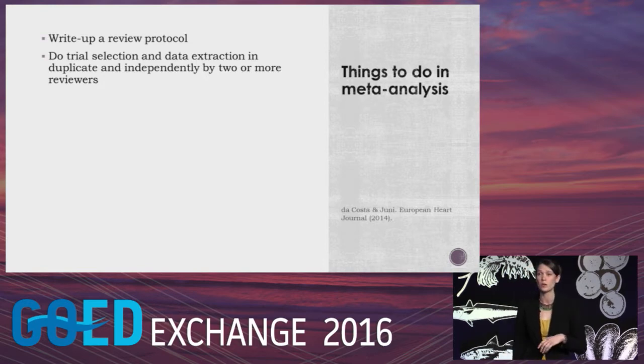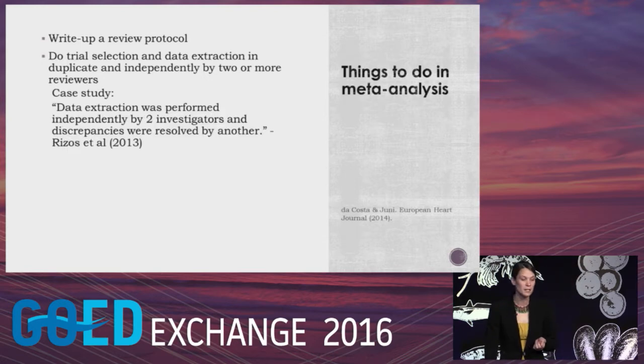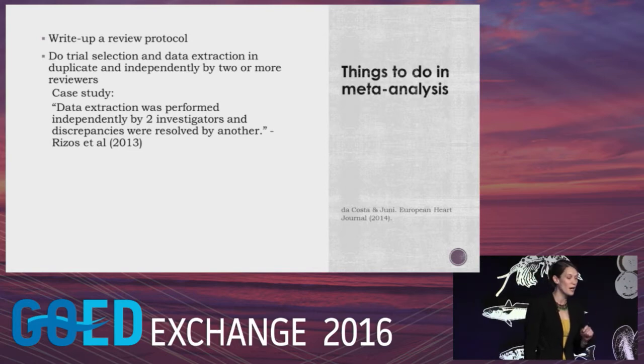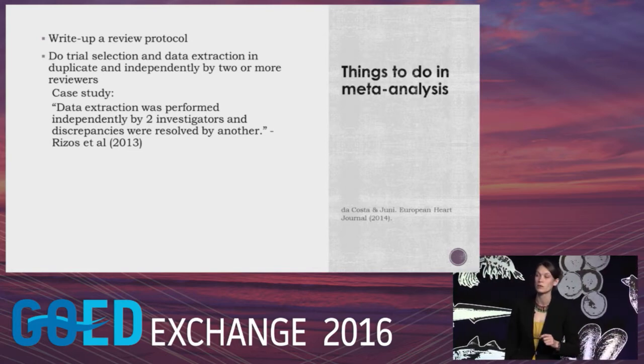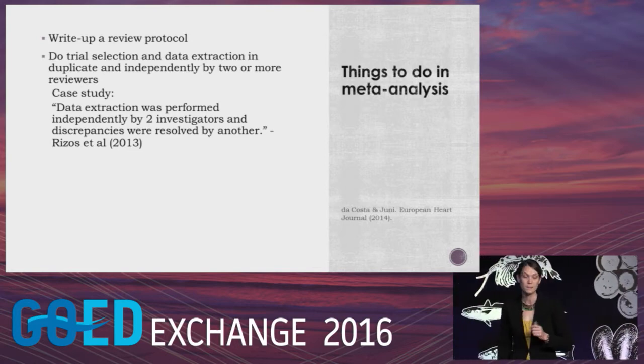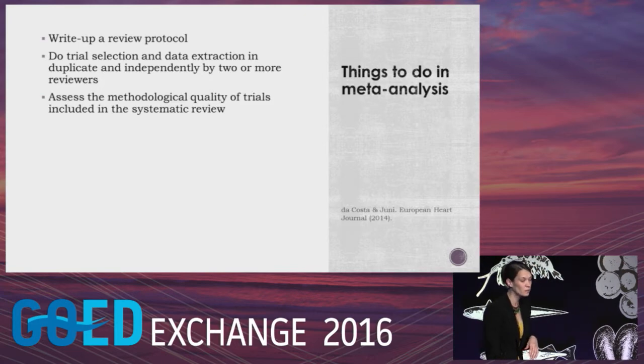Secondly, we want to see that trial selection and data extraction were done in duplicate and independently by 2 or more reviewers. You do this when you're extracting data from medical records. You should do this when you're extracting data from published articles. Okay, so let's look at our case study. Here we go. Data extraction was performed independently by 2 investigators and discrepancies were resolved by another. Okay, so far so good.